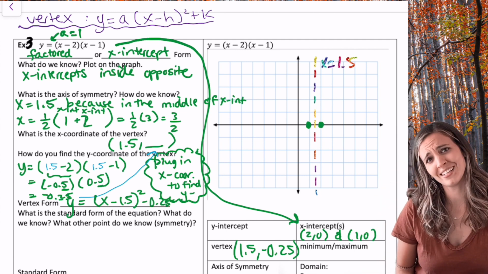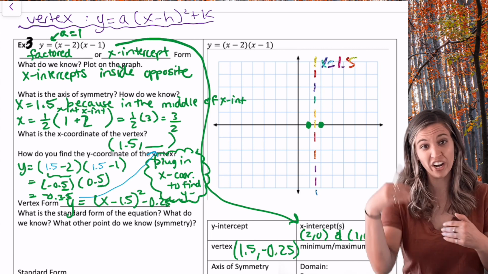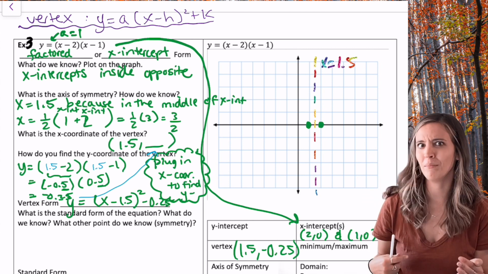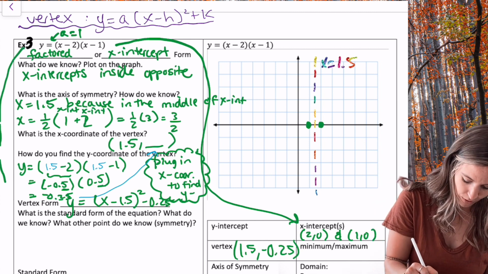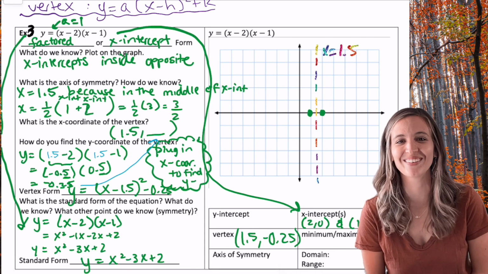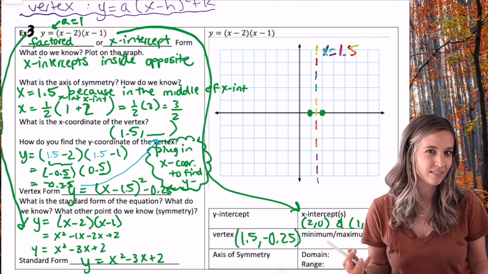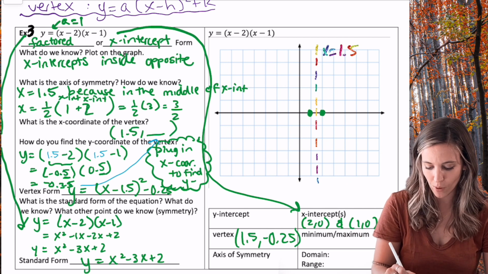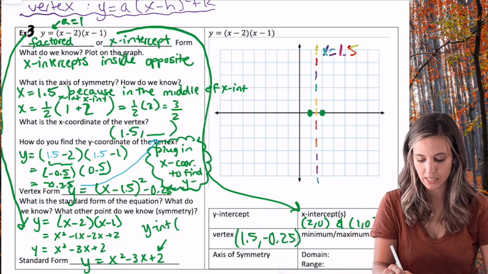So the next question asks us for standard form. Well, I could convert vertex form to standard form, or I could convert factored to standard form. I'm going to convert factored to standard form because that's so much easier. I just have to multiply out. So my standard form is y equals x squared minus 3x plus 2. What does standard form tell me? The y-intercept. So the y-intercept is this last little c value here. So y-intercept is going to be (0, 2).